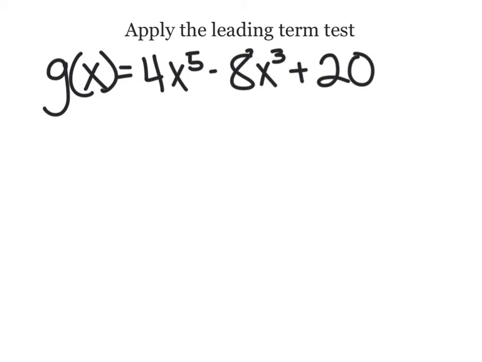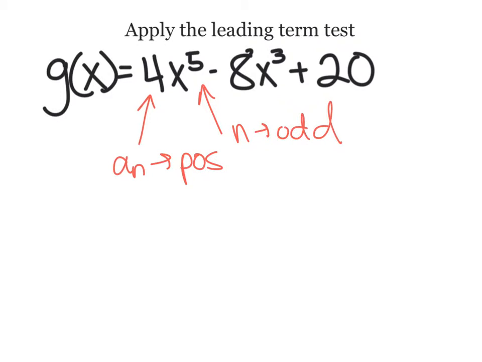We have this function, g of x equals 4x to the 5th minus 8x cubed plus 20. Now, if we are applying the leading term test, the only thing we need to worry about is this term right here. So we see that our a sub n term is going to be positive 4, so it's positive, and our n term is odd. So automatically we can determine, using the rules that we just talked about, what the end behavior of our function is going to look like.